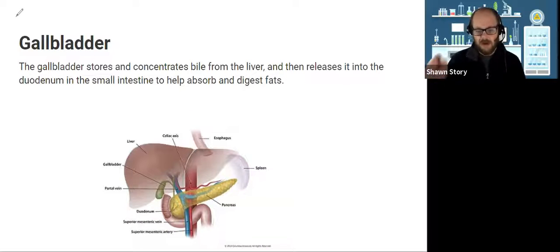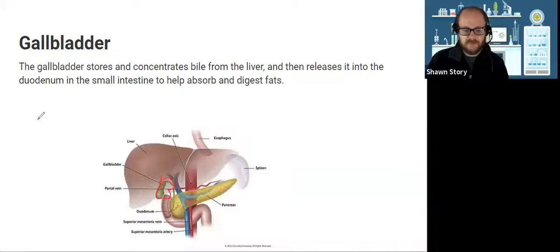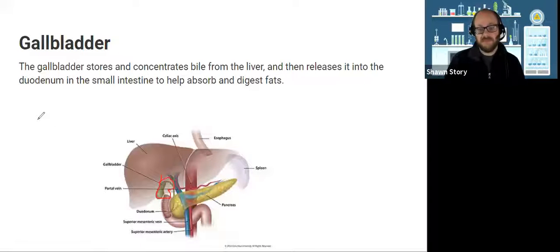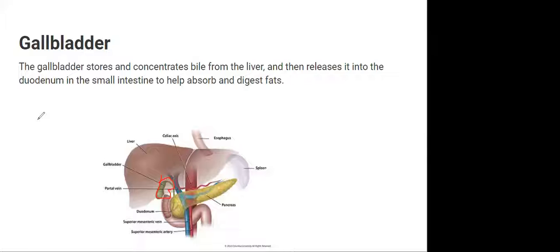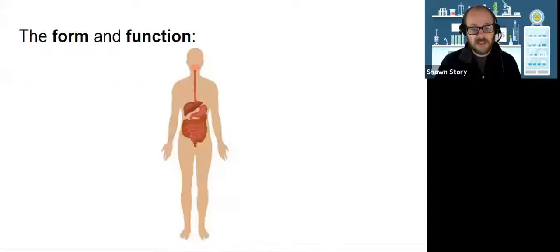All right, and then the gallbladder is this green one right here. Let's read about the gallbladder. Who would like to read? The gallbladder stores and concentrates bile from the liver and then releases it into the duodenum in the small intestine to help absorb and digest fats. Yep, absolutely. So that is our digestive system as a whole.